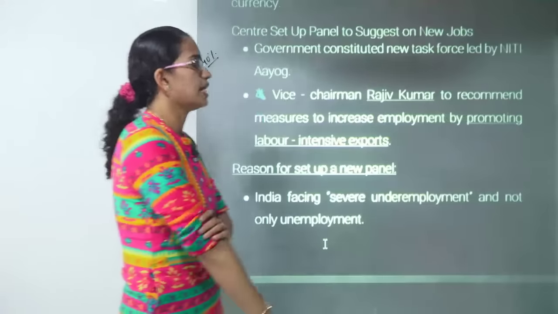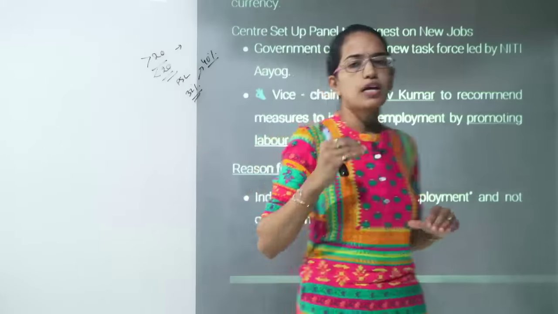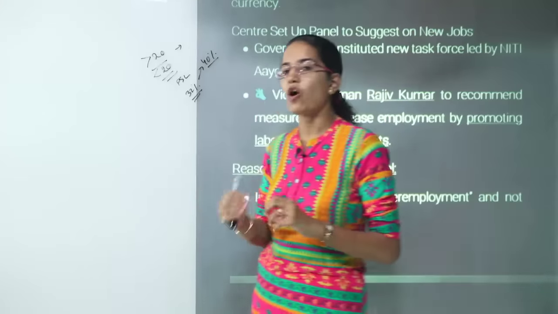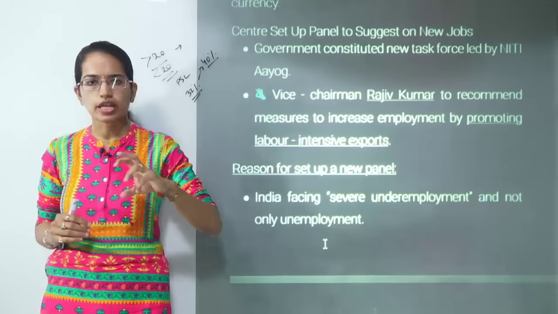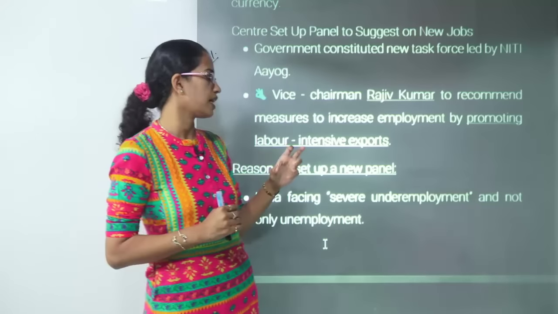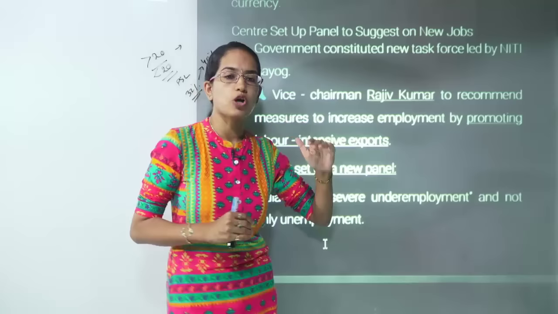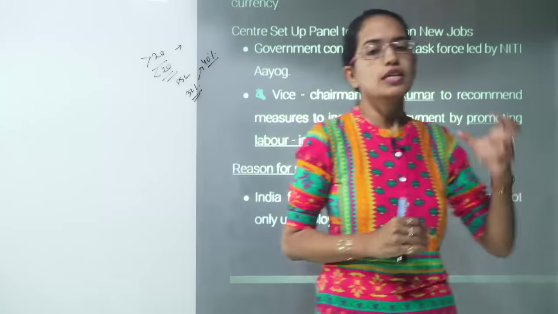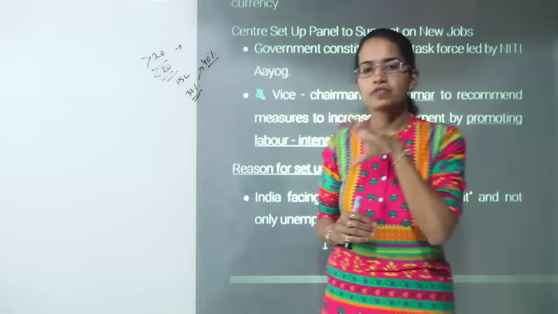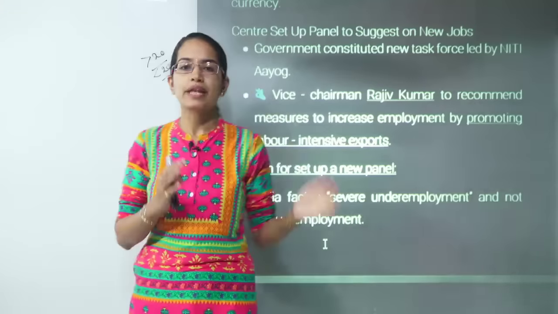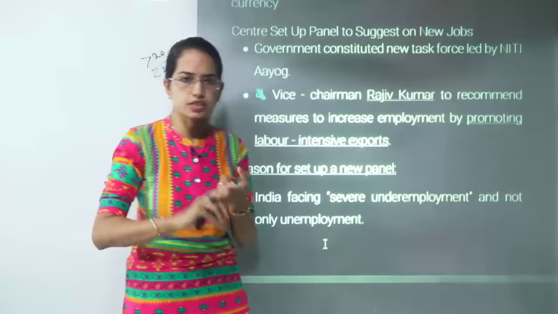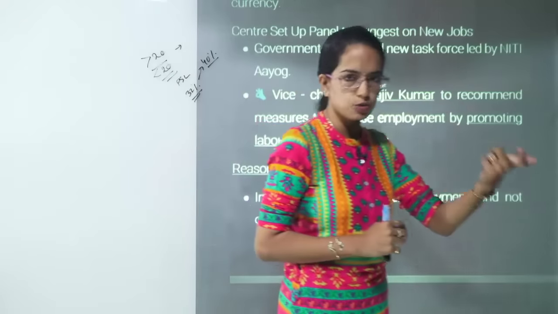The next is Rajiv Kumar Committee. Rajiv Kumar Committee has been established for creation of newer jobs in India, and when we are talking about creation of new jobs in India, the idea is to focus on labor intensive exports. Now India has most of its labor, nearly 80 to 90%, in the informal sector. Bringing them to a formal sector is the first challenge that we talk about under inclusive growth.